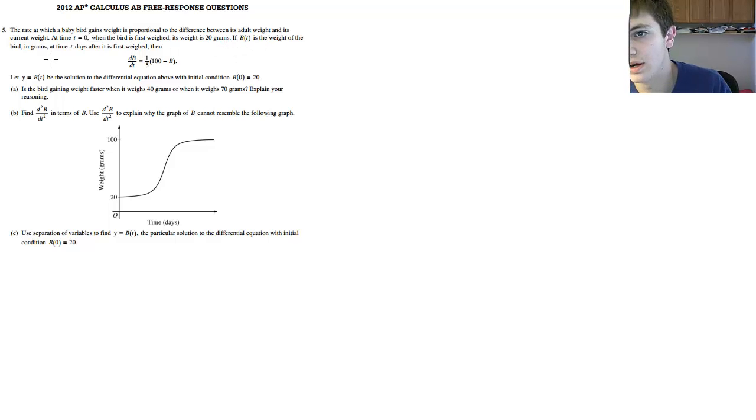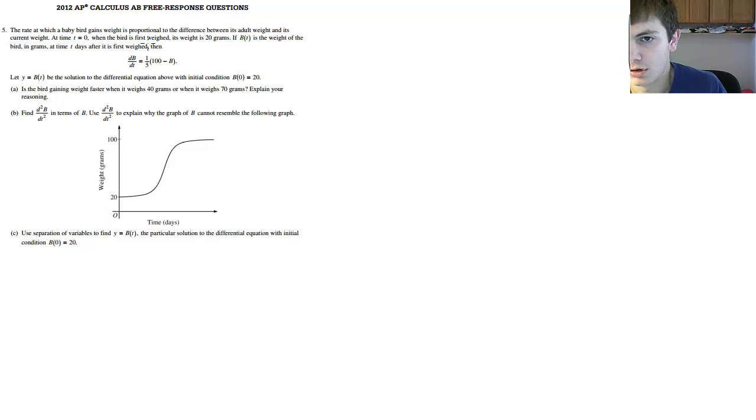If B of t is the weight of the bird in grams at time t days after it is first weighed, then dB/dt, which is the rate of change of its weight with respect to time, is 1/5 times (100 minus its current weight). All right, so this is interesting because this matches exactly what the words say, and take a minute to appreciate what this is telling you.